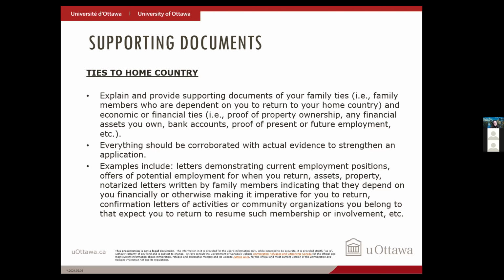So you can include letters about employment positions, or if you have an informal offer of employment for when you return, any assets, property, notarized letters written by family members saying that they depend on you to come back. Let's say your father has a business and you decide you're going to get your MBA, and when you're done, you're going to take over your father's business. Well, that's great. Include that in a notarized letter so that it's clear that you have an end goal after your program, that this program serves a purpose for after.